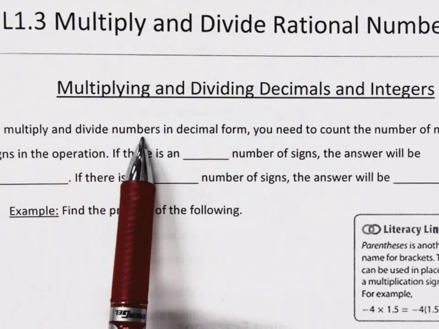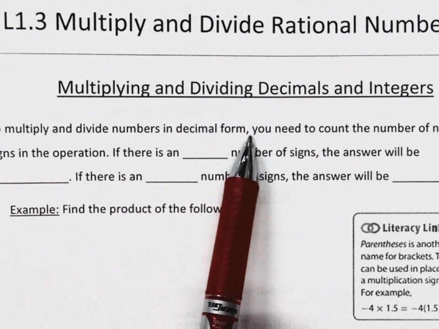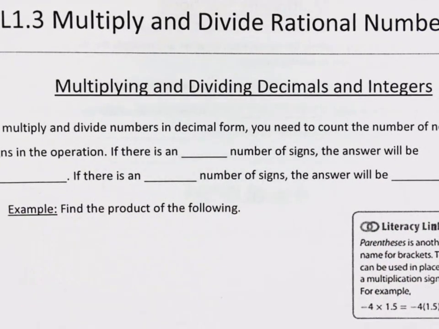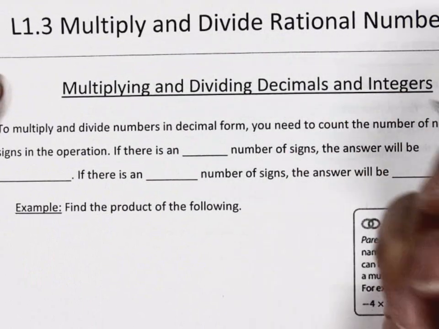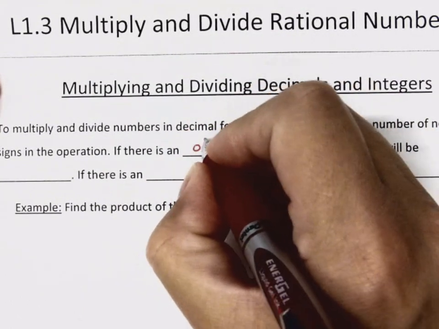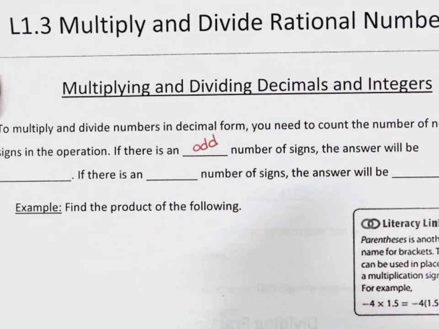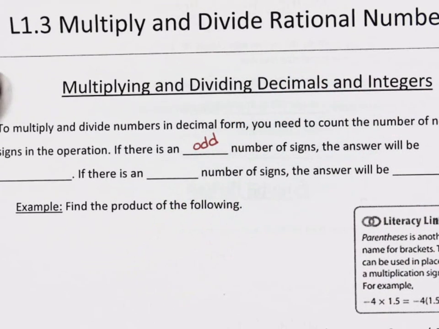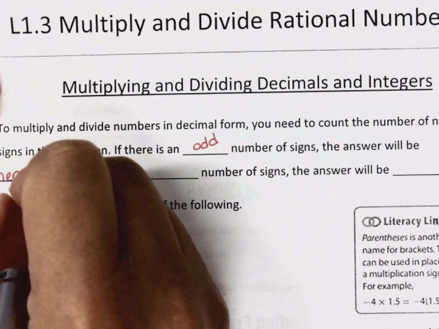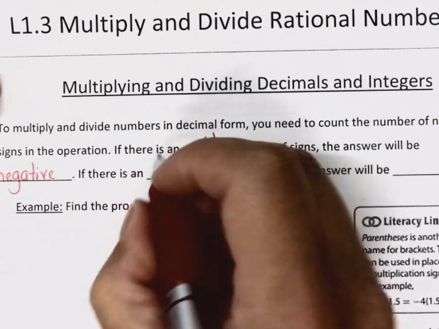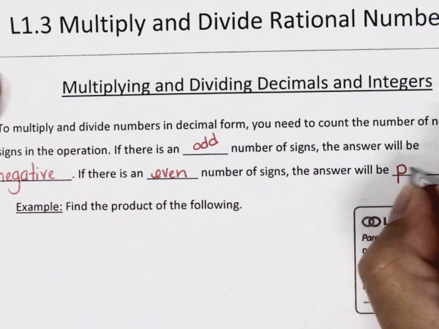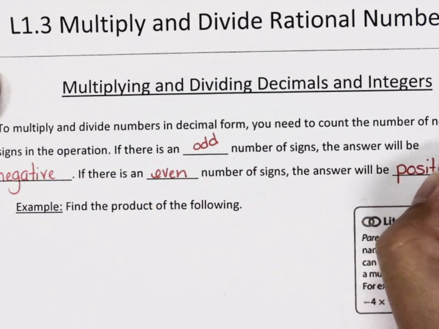To multiply and divide numbers in decimal forms, you need to count the number of negative signs in the operation. If there is an odd number of negative signs, the answer will be negative. And if there is an even number of signs, the answer will be positive.